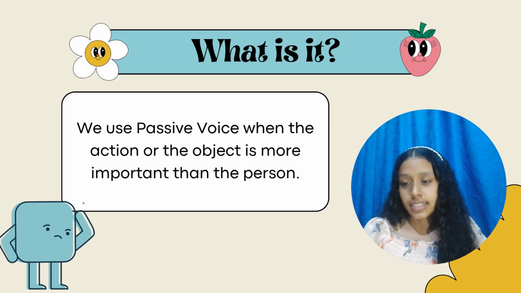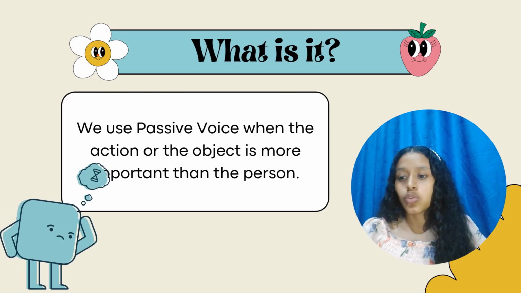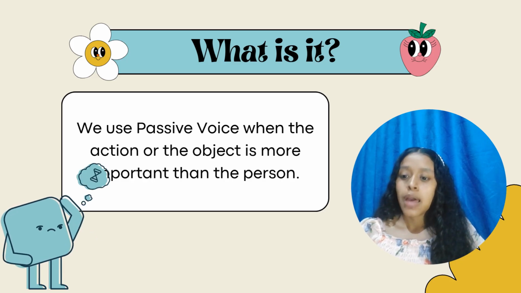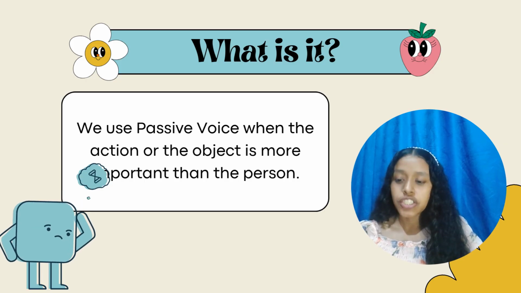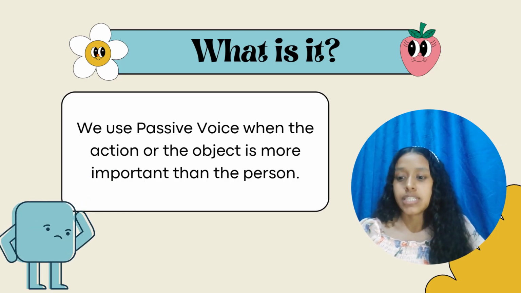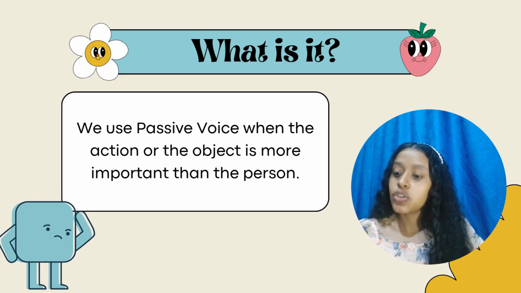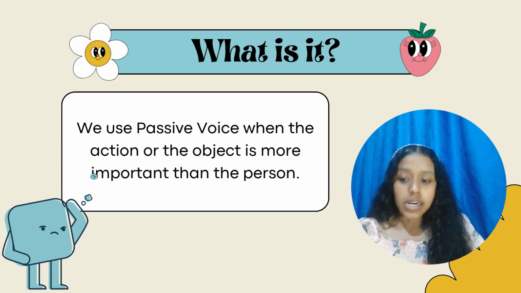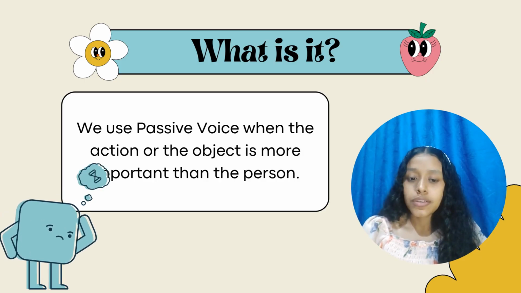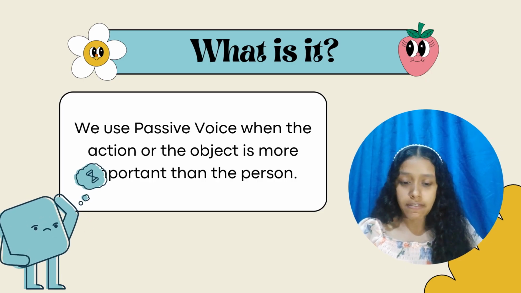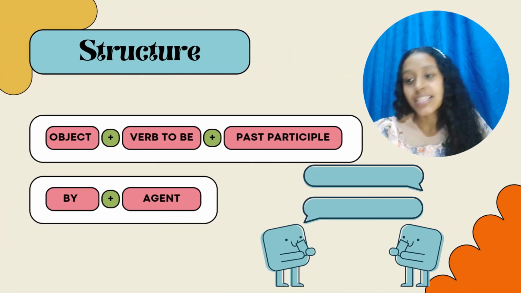Usually in English, we focus on who did the action. That's active voice. But sometimes the action itself or the person receiving is more important. For example, if we talk about history, art, or science, we use passive voice to sound more objective. Now, look at the screen.